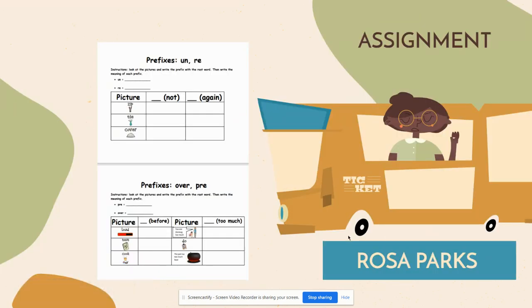Now, this is your assignment. Again, we will be discussing this in class, and you do need a copy of this. It's only 2 pages, and we are going to be working with the four prefixes: re, which we talked about last week, and then the new ones, over and pre.